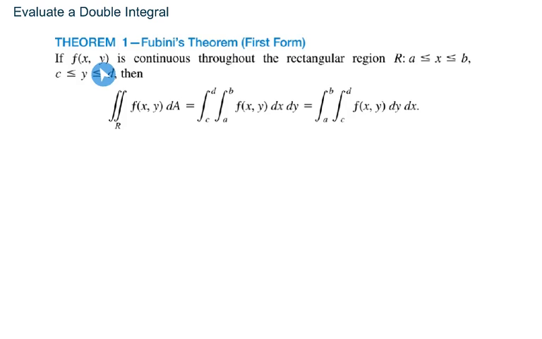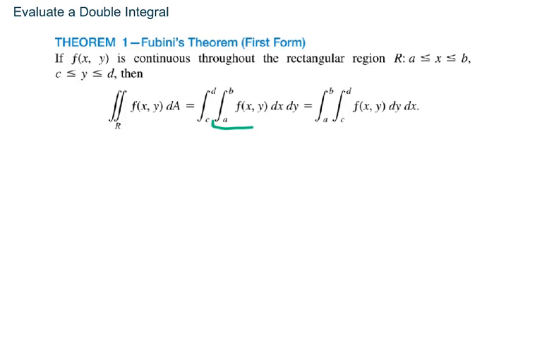But if we have a multivariate function which is continuous on a rectangular region, so my x values span from A to B, and my y values go from C to D, we can say that this double integral over that rectangular region of the function, integrated with respect to the area, so both the x and y variable, can be written two ways.